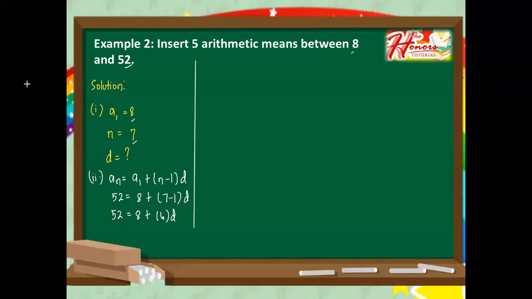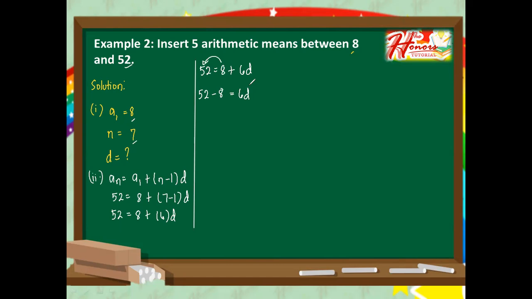Let's continue solving. So we have here 52 equals 8 plus 6 times D, that is 6D. And then we have to transpose 8 to the left side of the equation. So that would be 52 minus 8. Any number that you transpose at any side of the equation will change its sign. So if it is positive, then it will become negative. Equals 6D. So let's subtract.